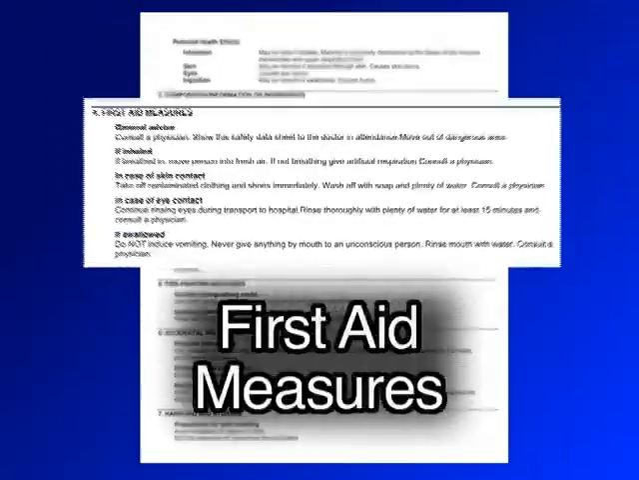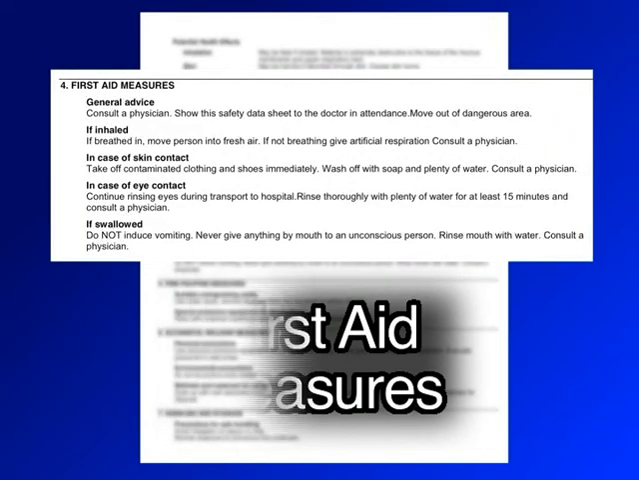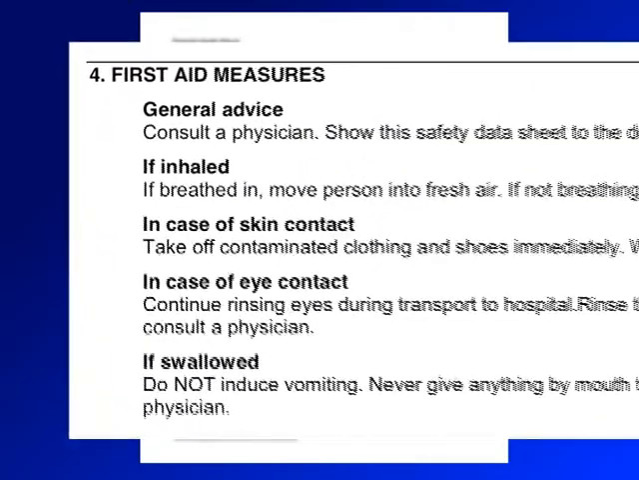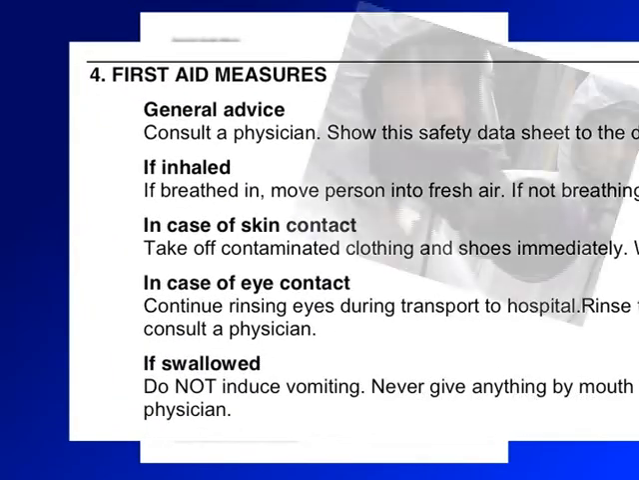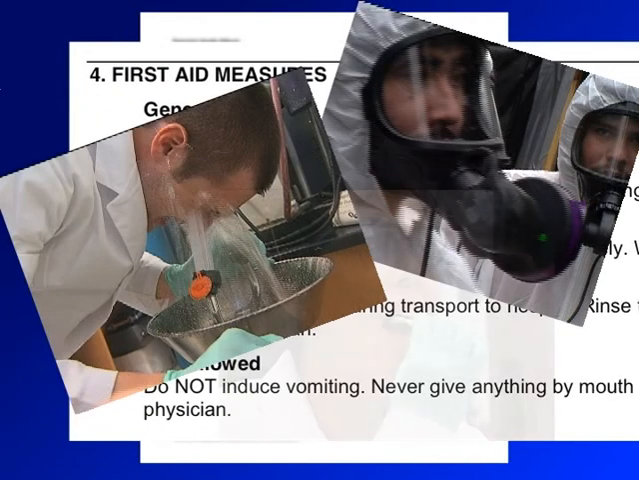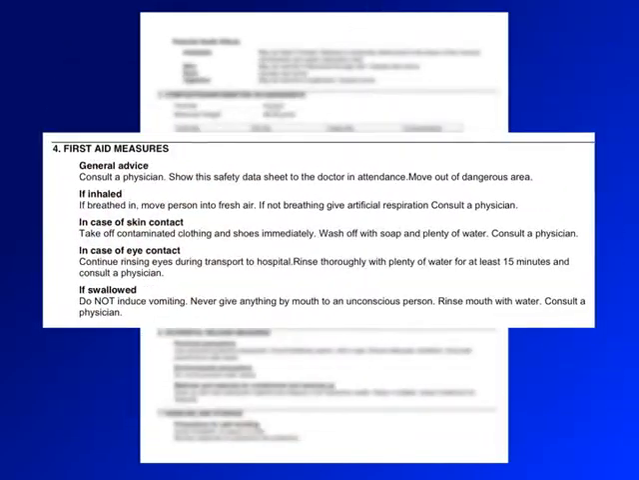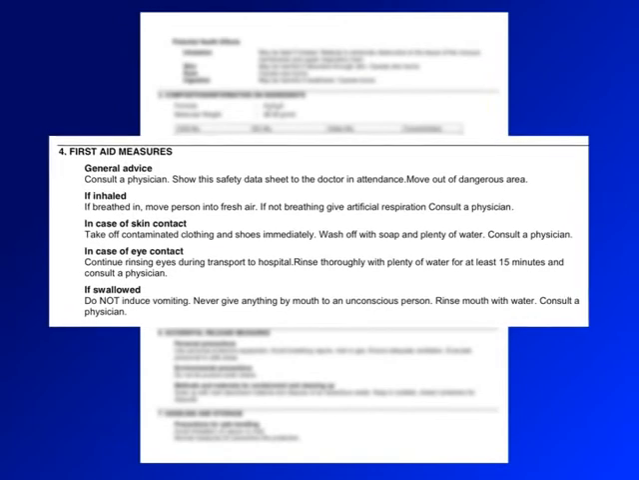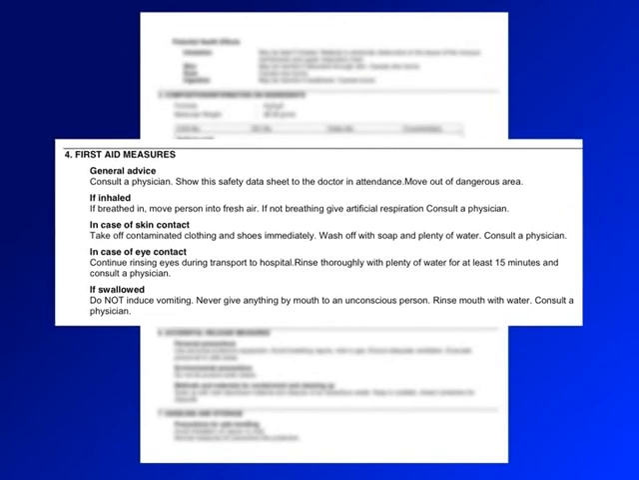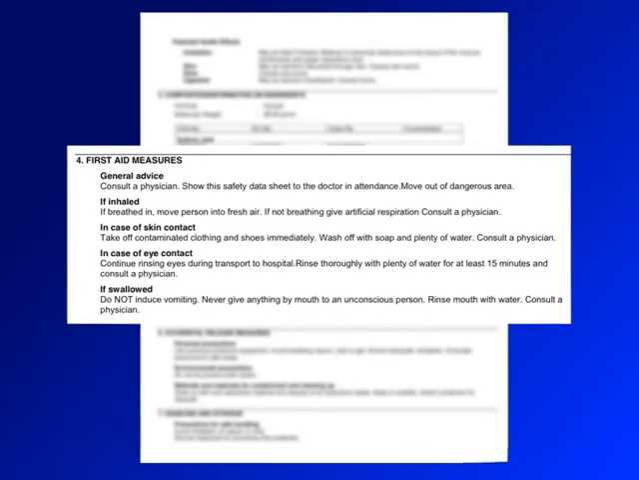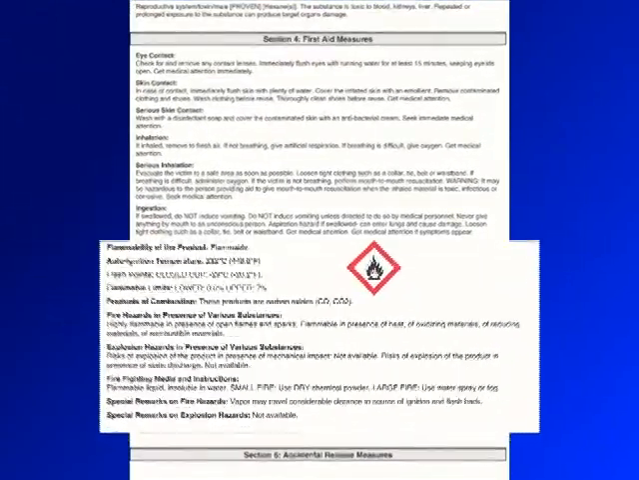Section 4. First aid measures. Includes a description of necessary measures subdivided according to the different routes of exposure, that is, inhalation, skin and eye contact, and ingestion. The most important symptoms and effects, both acute and delayed, and an indication of immediate medical attention and special treatment needed. Section 5.